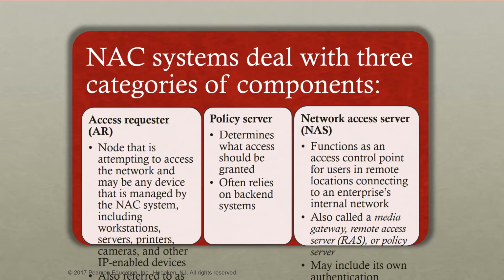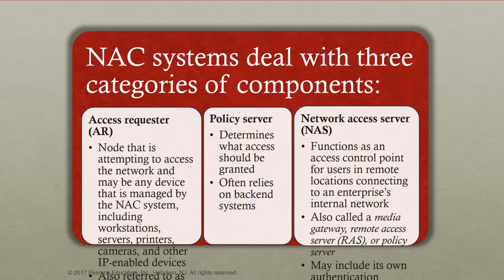NAC systems deal with three categories of components. Access Requester, AR. The AR is the node that is attempting to access the network and may be any device that is managed by the NAC system, including workstations, servers, printers, cameras, and other IP-enabled devices. ARs are also referred to as supplicants, or simply clients.